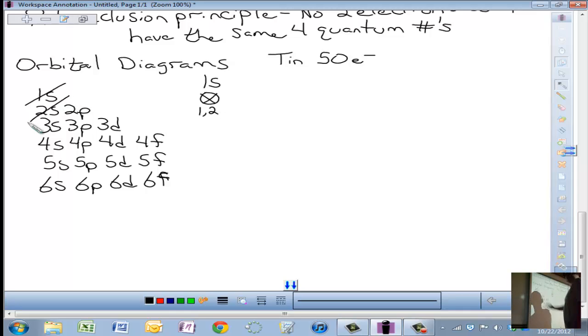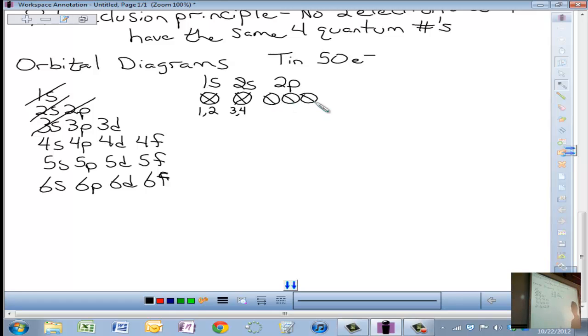Okay, come over here, 2s. Again, an s is only going to have one circle underneath. So 3 and 4. Okay, after 2s is going to come 2p. A p, we said, had 3 circles. So here's 5, 6, and 7.